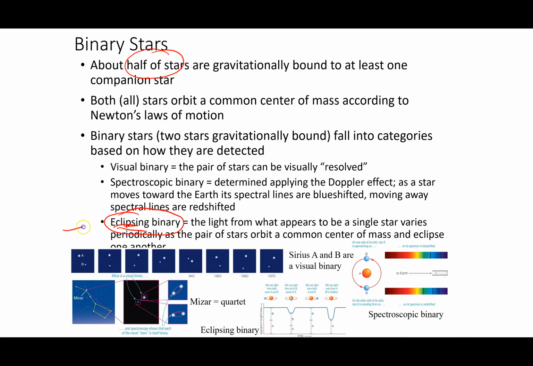So one way that we can see that we have two stars is to check out the light curve. And we kind of talked about that. We actually see the light go up as both stars are visible, and then go down as one star goes in front of the other star. Eclipsing binaries. Let's see, what else do we have?